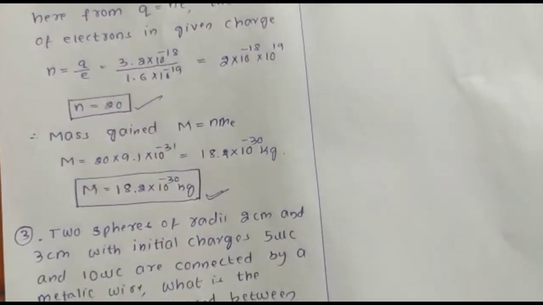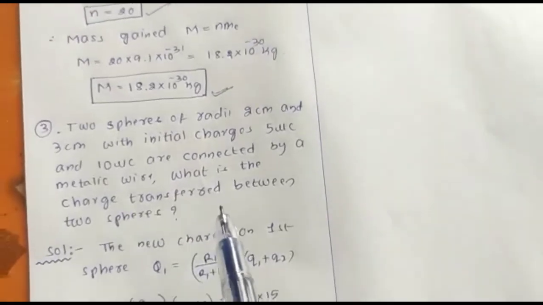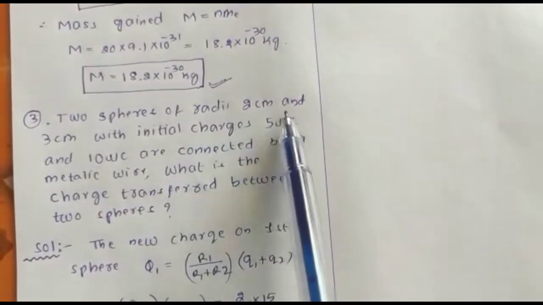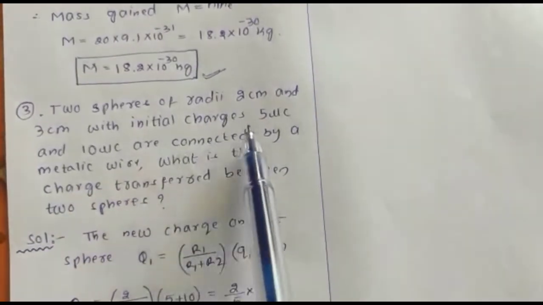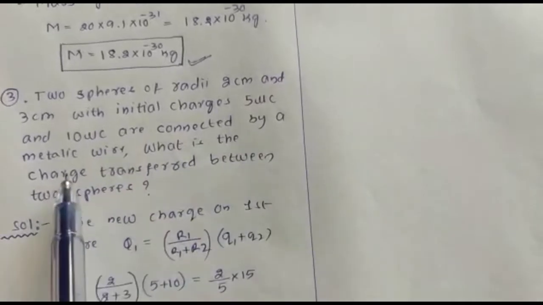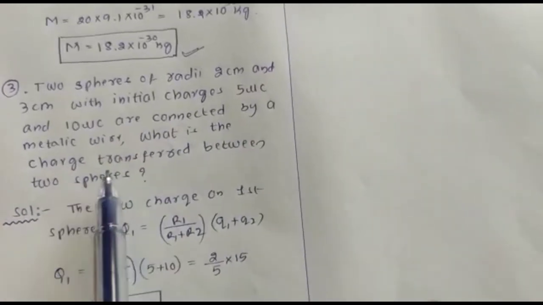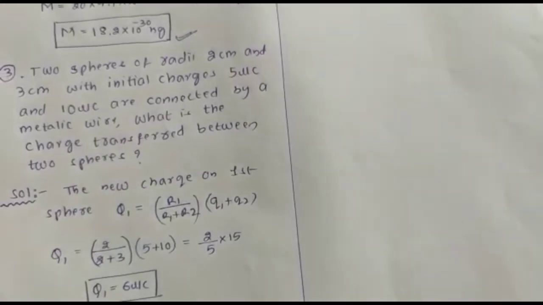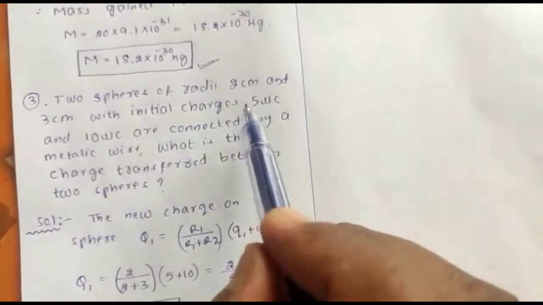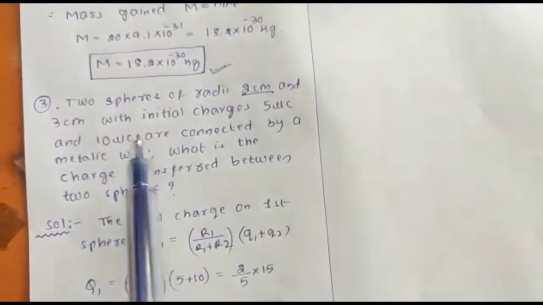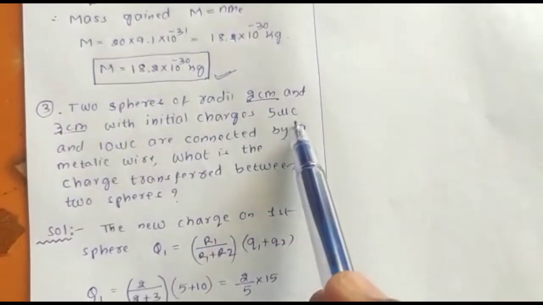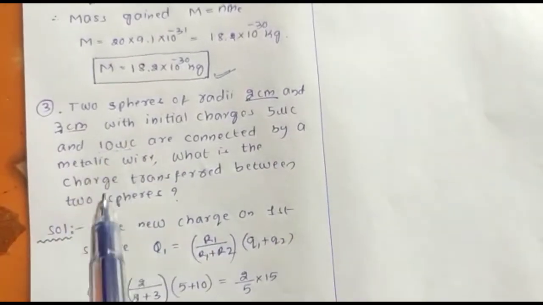And one more problem, the last problem of the topic: two spheres of radii 2 centimeter and 3 centimeter, with initial charges 5 microcoulomb and 10 microcoulomb, are connected by a metallic wire. What is the charge transferred between the two spheres, they are asking. Now here the first sphere radius they have given is 2 centimeter, and the second sphere radius is 3 centimeter, and the first sphere's initial charge is 5 microcoulomb and the second charge is 10 microcoulomb.